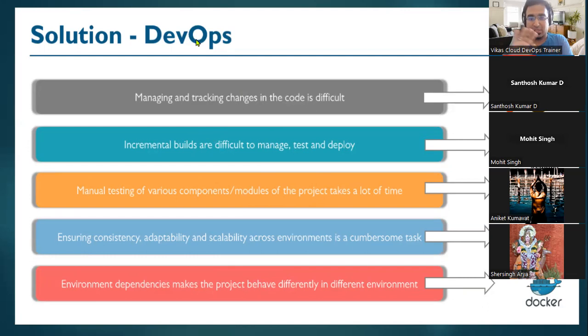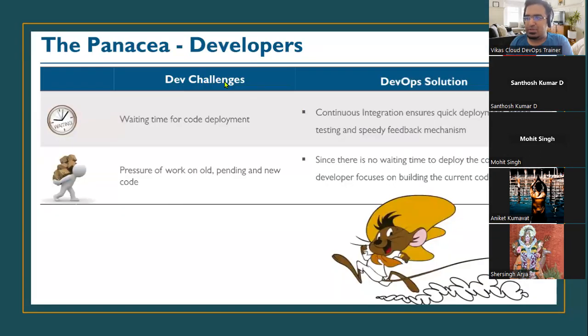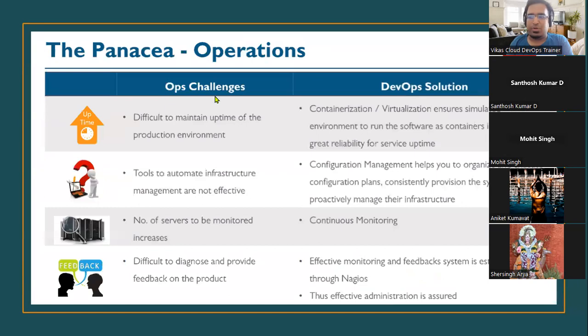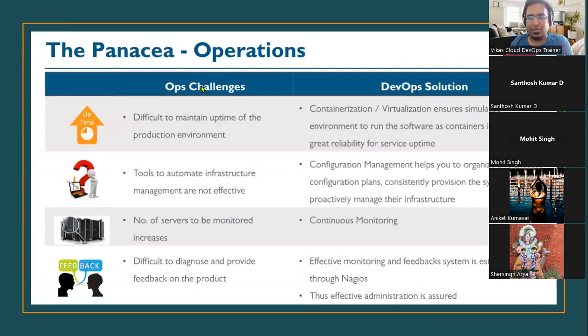Simple answer. But it's not the end. The time is less, but I have so many things to explain to you. What the DevOps engineer is intended to do: in coding, building, testing, packing, releasing, configuring, monitoring, what you have to do, I will explain. DevOps development challenges, DevOps solutions, operation challenges, DevOps solutions. These are real-time problems which I also faced, and we provided solutions in real time. You will face these when we discuss them in the next class.